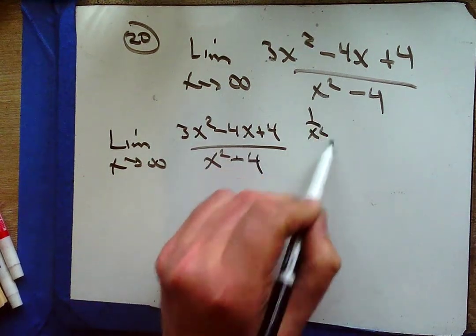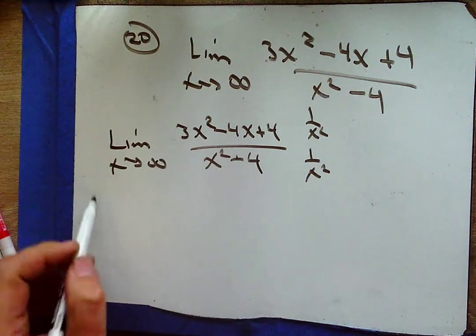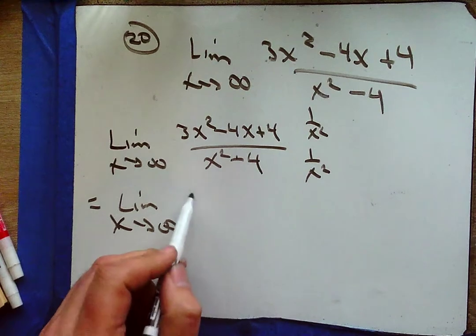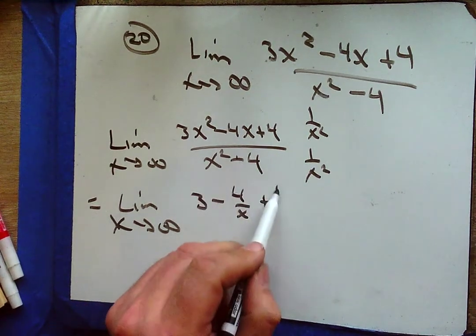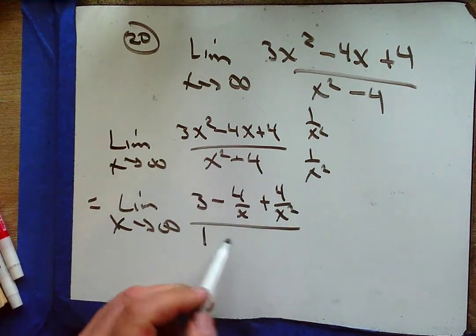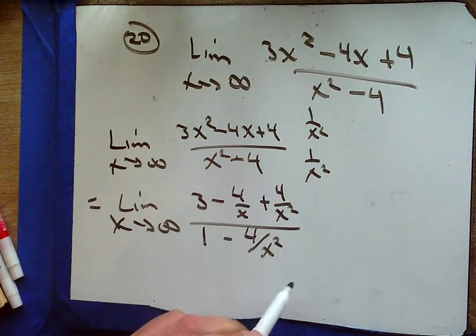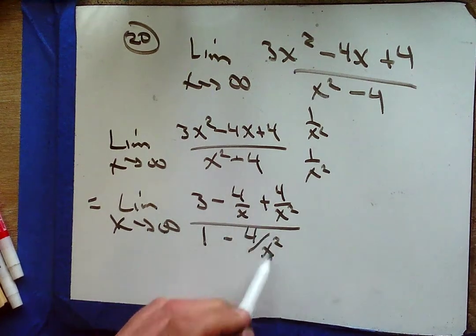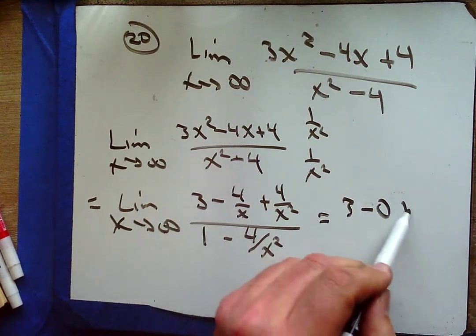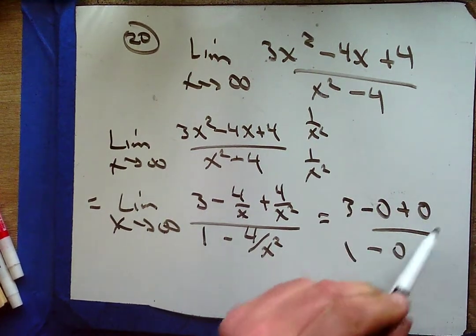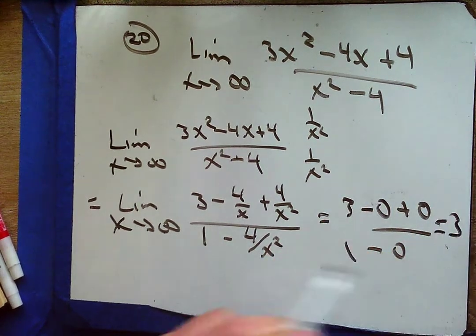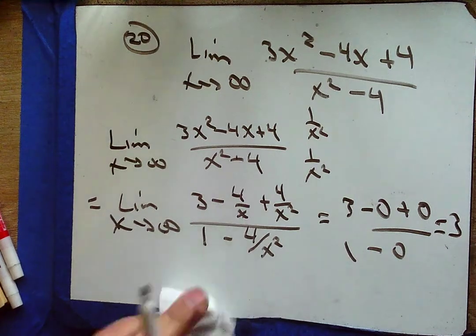3x squared minus 4x plus 4 over x squared minus 4. So I'm going to multiply by 1 over x squared on top and bottom, and now that's going to give me the limit as x heads to infinity of 3 minus 4 over x plus 4 over x squared, over x squared divided by x squared is 1, minus 4 over x squared. Now when we plug our infinities into these places, 4 over infinity is 0. So I get 3 minus 0 plus 0 over 1 minus 0, and so 3. This limit is 3.